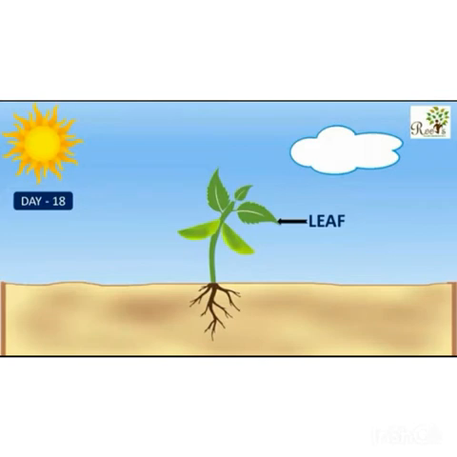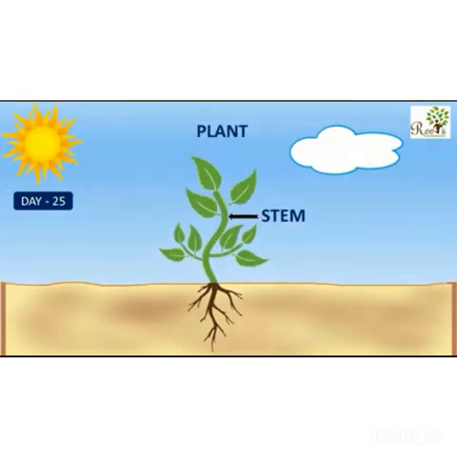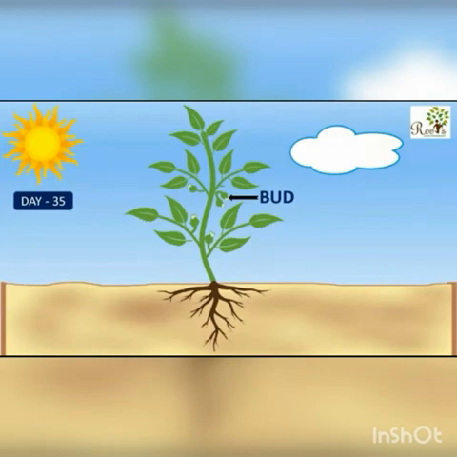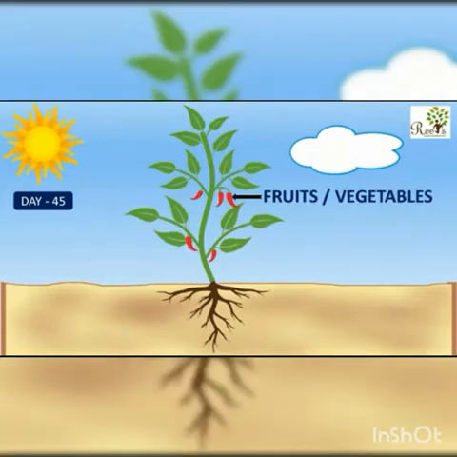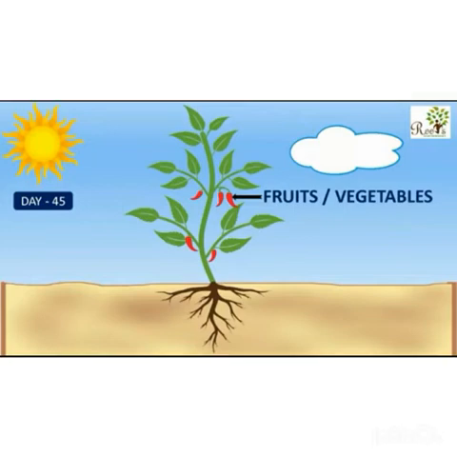Then, as the stem grows, we can see many leaves appearing on the plant. Small buds also appear on the plant. These buds open up and become flowers. As the flowers grow, they are pollinated and become fruits. In these fruits, we can find the seed of this plant. These seeds have a baby plant each.